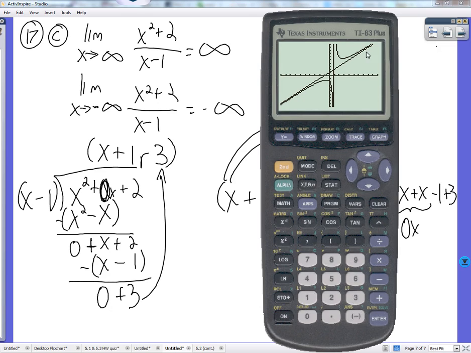X plus one, right? And the further we go this way towards negative infinity for x, the closer and closer our graph gets to x plus one, and vice versa for going to positive infinity.